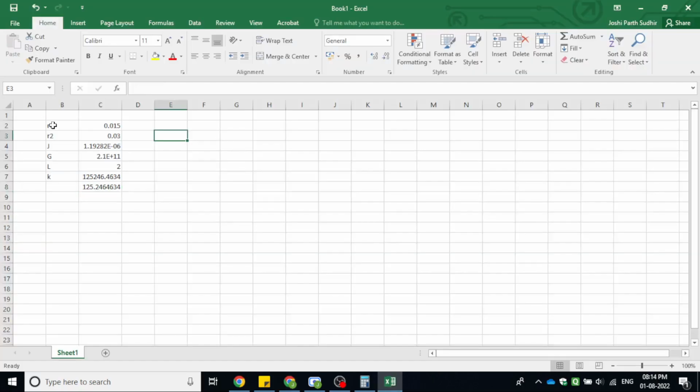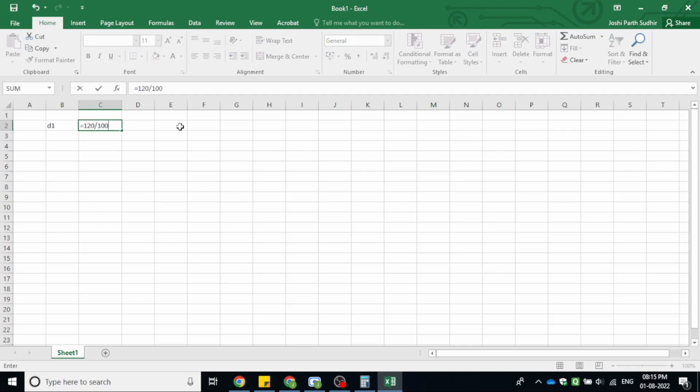So now in this problem, we have T1 as 120 mm. So in terms of meters, it is 120 by 1000. We have T2, which is 110 mm. So it will be 110 by 1000 or 0.11 meters. We know the value of E, which is 72 into 10 to the power of 9 pascals, and we know the length L, which is 750 mm or 0.75 meters.